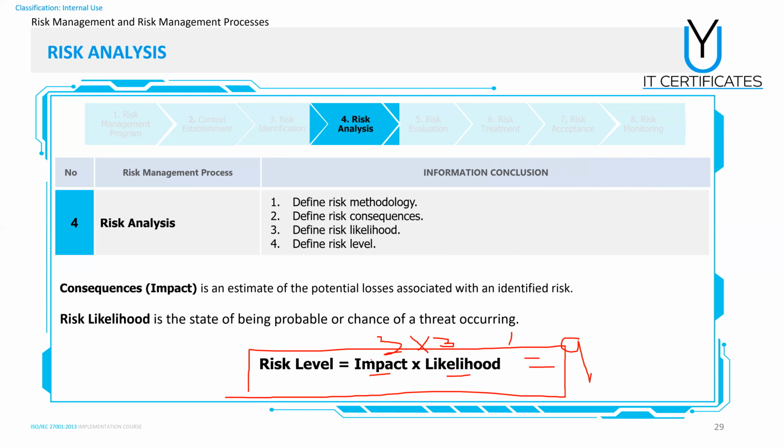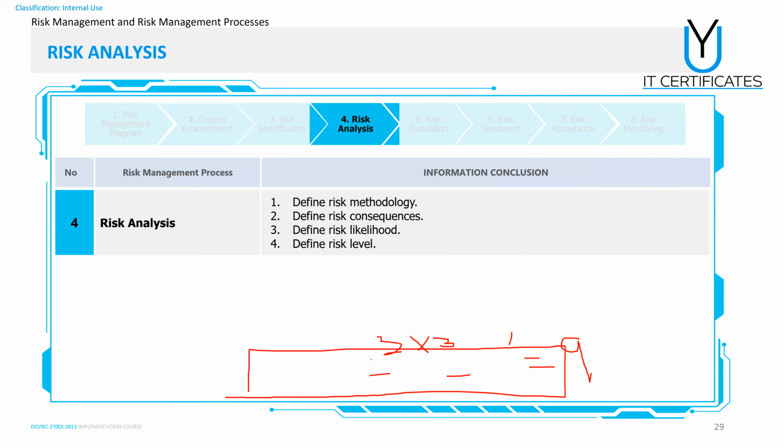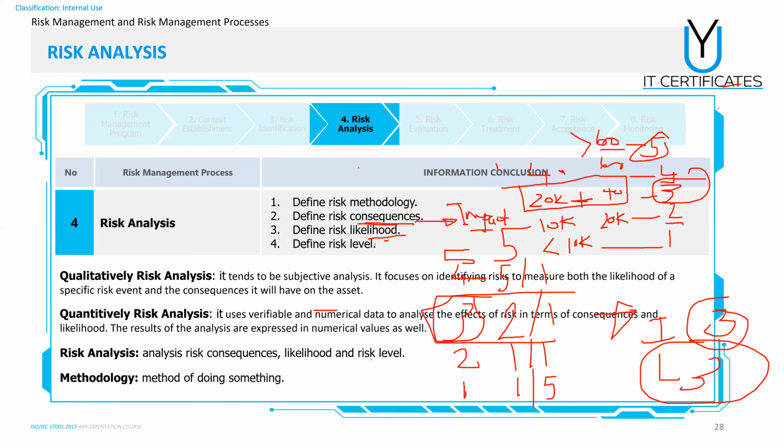Data privacy, leakage of data privacy. If we have data privacy leakage, what is the impact? The impact will be very high. Why? Because I will have a case from the government against me. This means it will be more than $60,000, so the impact level will be 5.